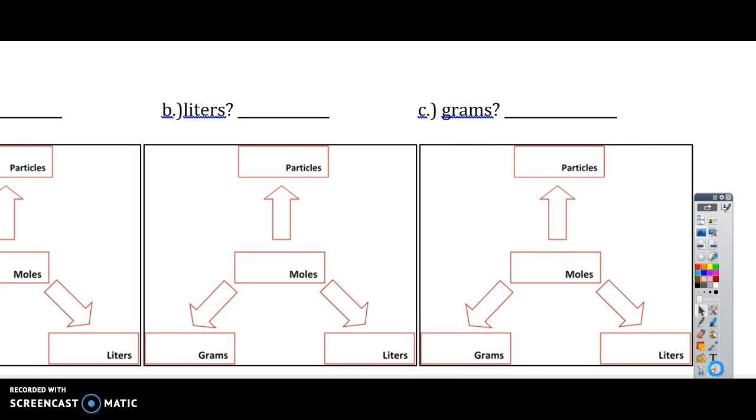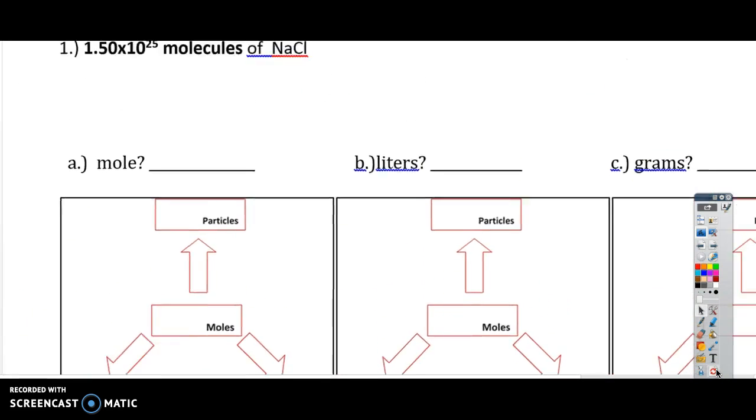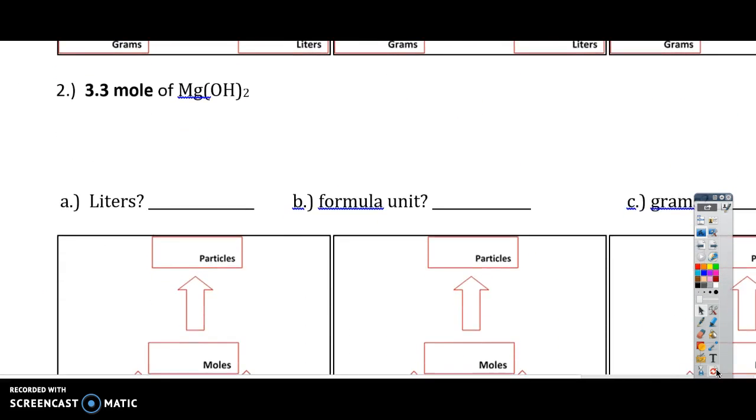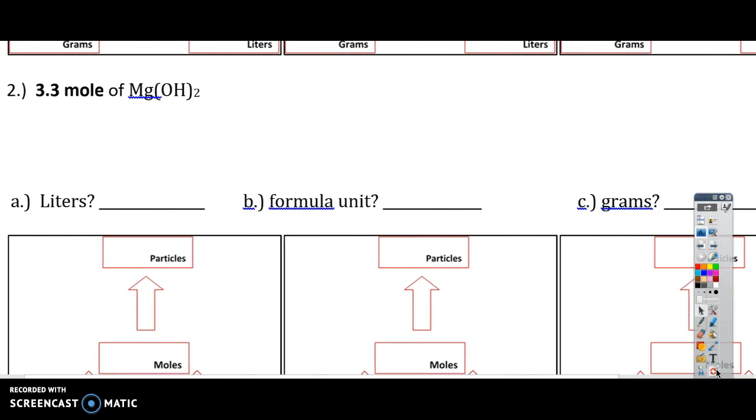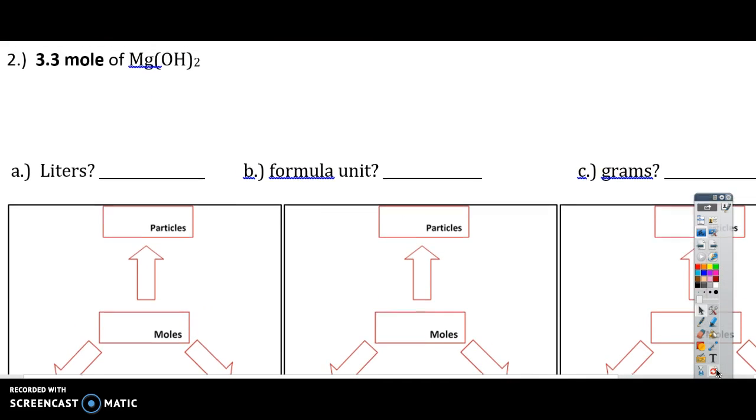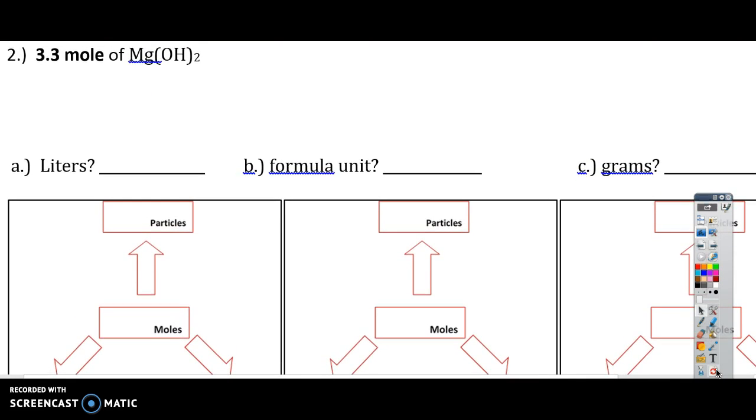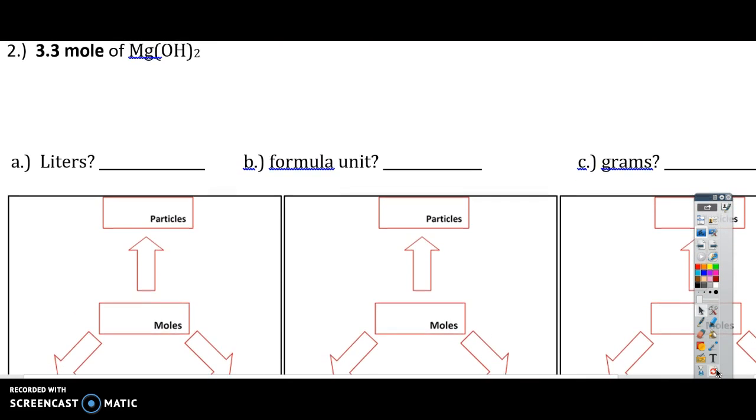Alright, okay. So that's problem number 1. At this point, you can try number 2 on your own. Pause the video and then you can go back to it. But I'm going to work number 2 just so we can go along with this.